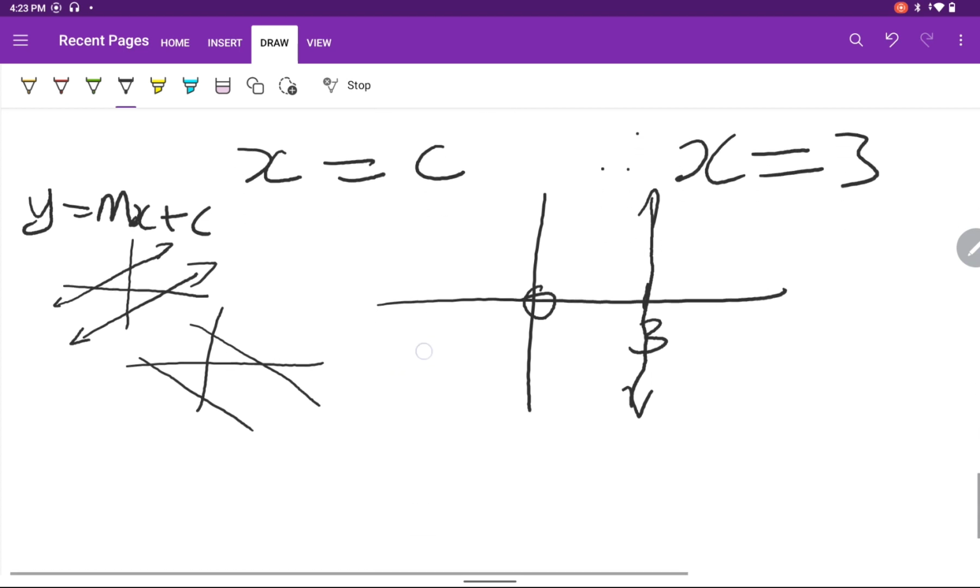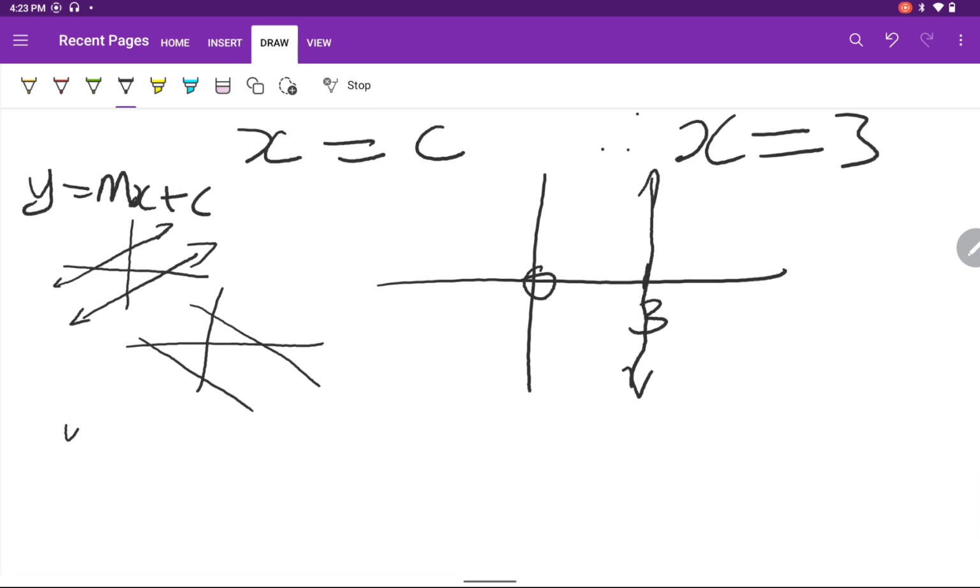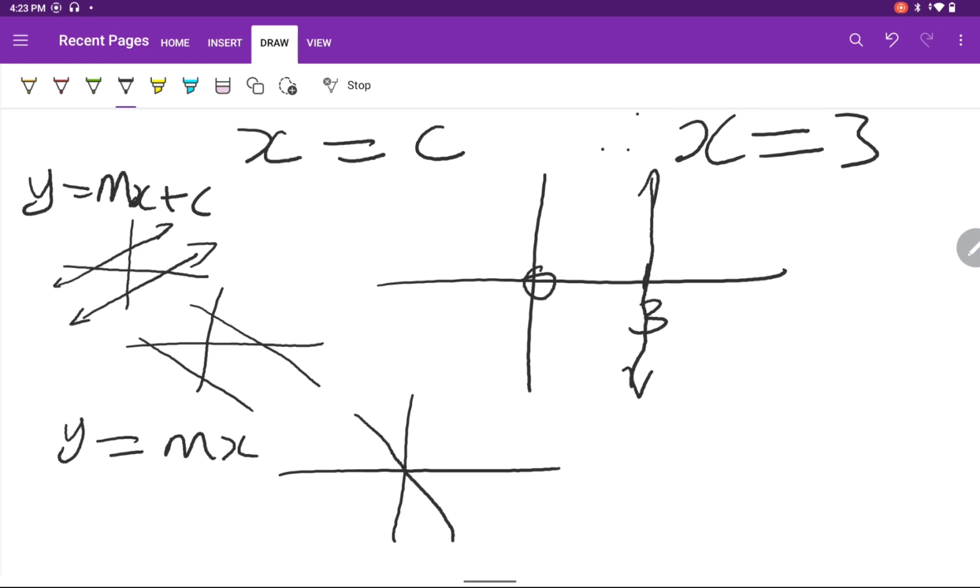And then the second one, we said it's y equals to mx. So in this case, we said it will cut at the origin. So if it's negative, it will be like this. If it's positive, it will be like that. So this is y equals to mx, but you can see they both cut at the origin.